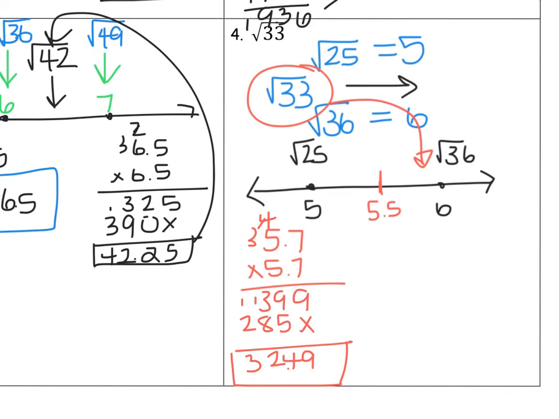So we want to round it to the nearest tenth, so that means the square root of 33 is somewhere around 32.5. And this one as well, we could round.